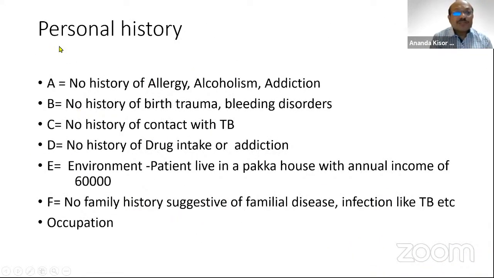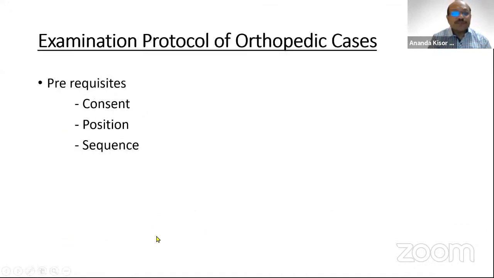Now, personal history is A, B, C, D, E, F. This is most important. A for allergy, alcoholism, addiction. B for birth trauma, bleeding disorder. C for contact, like contact with tuberculosis. D for drug intake or addiction. And E for environment, which is most important. And F is the family history, and O for the occupation.